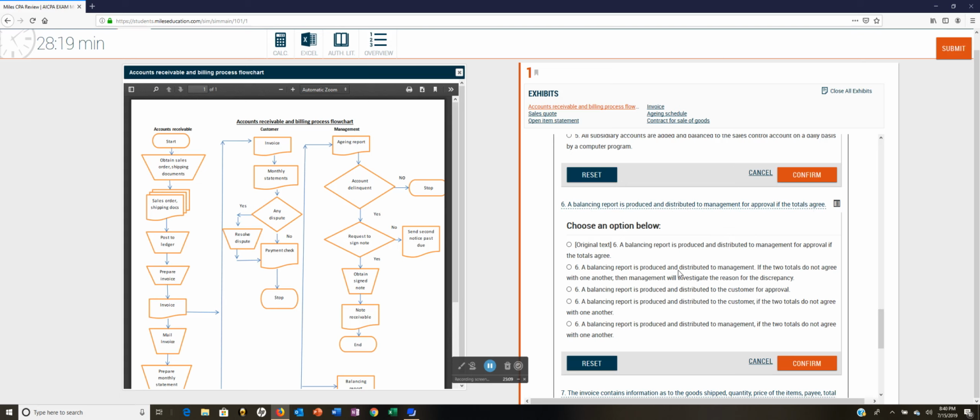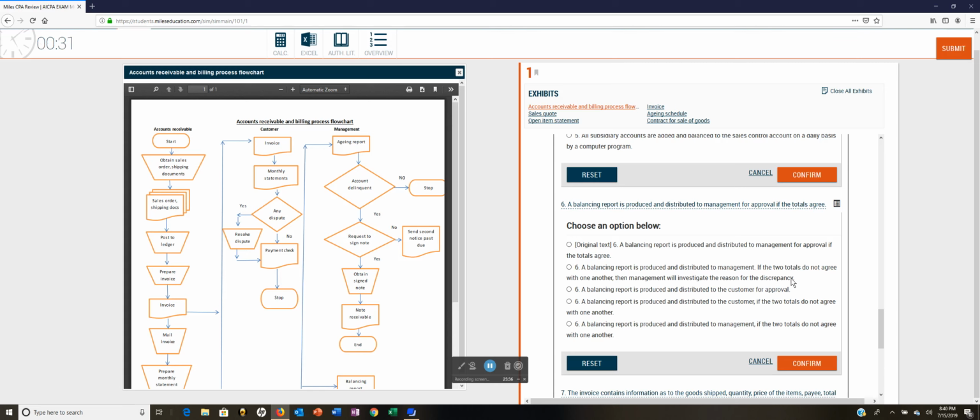Well, you would think that if the totals agree, then that seems to be pretty narrow. What if the totals don't agree, right? Let's look at this one. A balancing report is produced and distributed to management if the totals do not agree with one another. Then management will investigate the reason for the discrepancy. That sounds good, because that's what you would do if the two totals don't match.